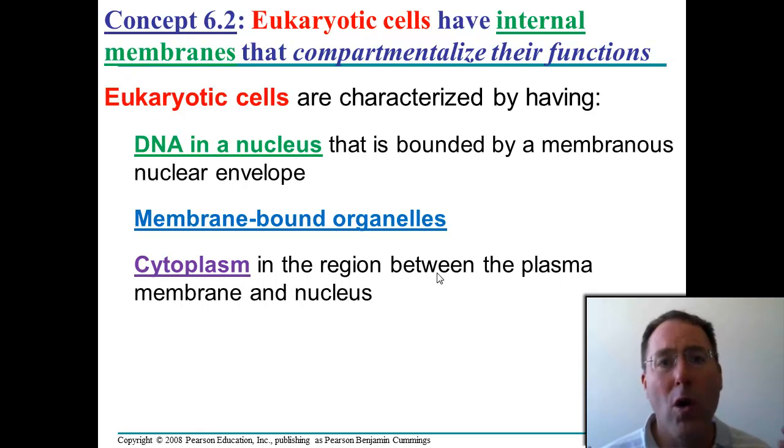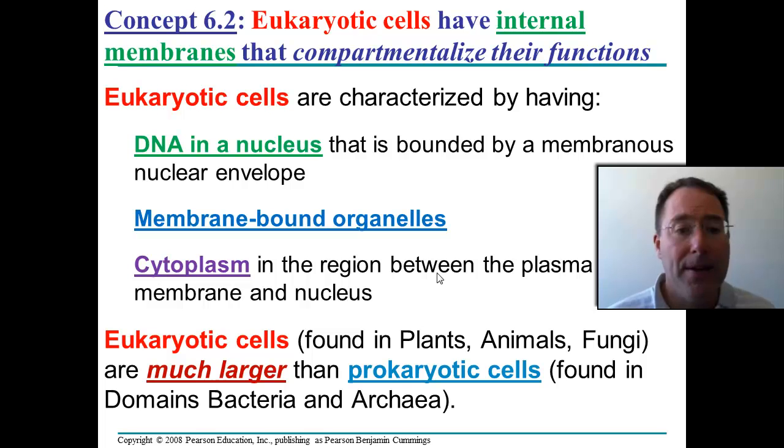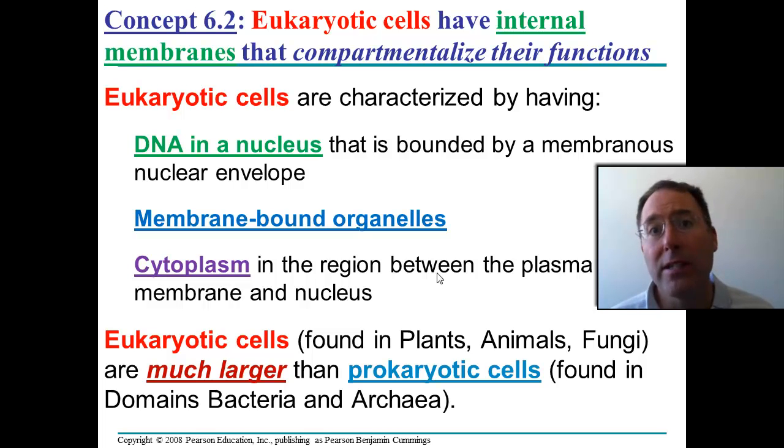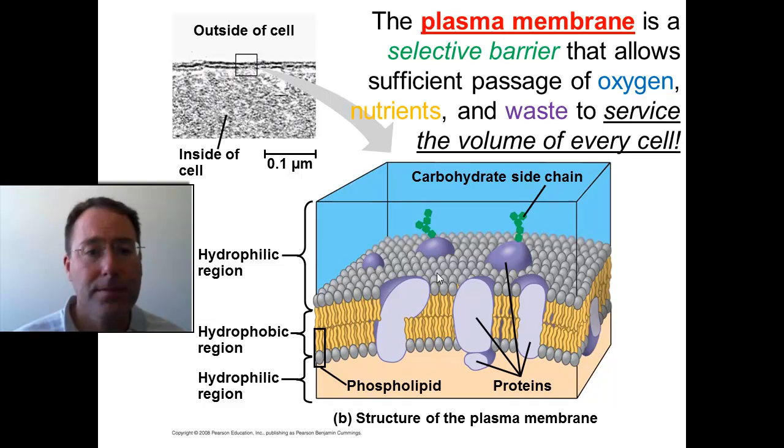It's a place where all the organelles exist, these membrane-bound things that actually do all the functions within the cells. They're really big, eukaryotic cells are. They're like 100 to 1,000 times larger than prokaryotic cells, which characterize things like bacteria.